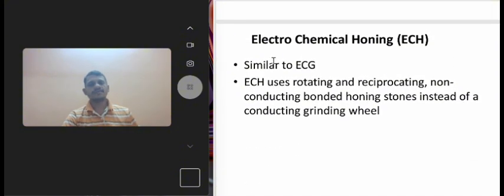The last one is ECH. Electrochemical honing is similar to electrochemical grinding. That is, the work is machined by the combined action of an electrochemical effect and conventional grinding operation. ECH, however, uses rotating and reciprocating non-conducting bond honing stones instead of a conducting grinding wheel. Most of the metal is removed by electrochemical effect.